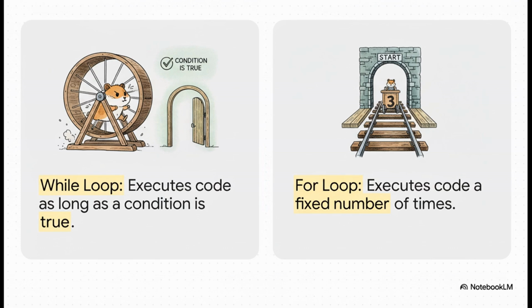A while loop keeps running as long as some condition is true. It'll just keep going and going. A for loop, on the other hand, is for when you want to run code a specific number of times. Choosing the right one is a huge part of programming well.